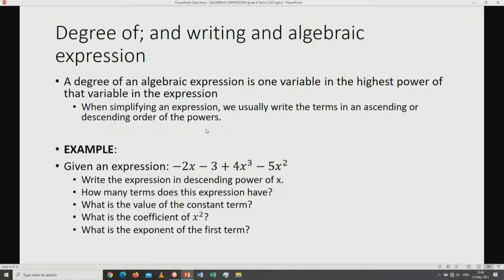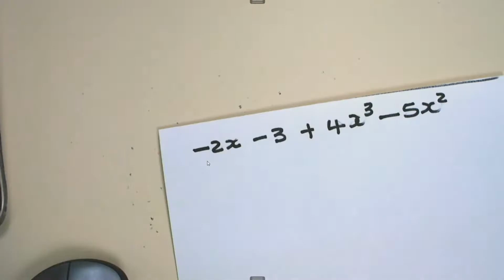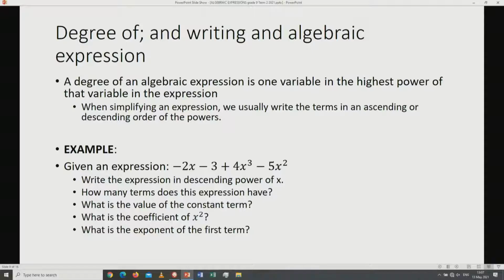Our example in this case is this one: minus 2x minus 3 plus 4x cubed minus 5x squared as an expression. All right. So one thing that we have to do in this case, we have to write these in the descending power. The question said, write the expression in the descending power of x.